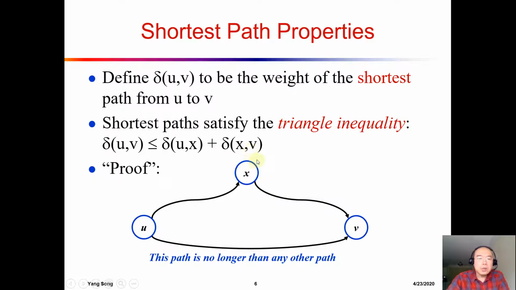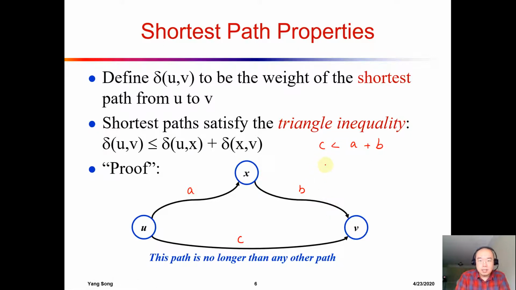The reason is, if delta U to V is smaller than delta U to X plus X to V, and if I give them the names A, B, and C, so C is smaller than A plus B, what does that mean? This means if we want to go from U to V, we should take C, because C is shorter than the sum of A and B. We are not going to take U to X and X to V, because A plus B is higher than C.